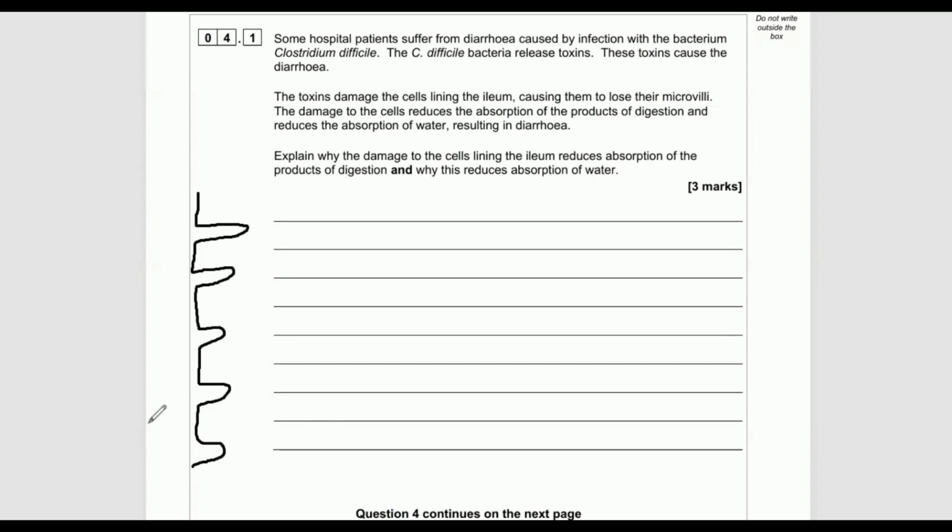So let's answer this question. You might want to pause the video and have a go on some scrap paper. See if you can write down 3 things that will get you 3 marks.